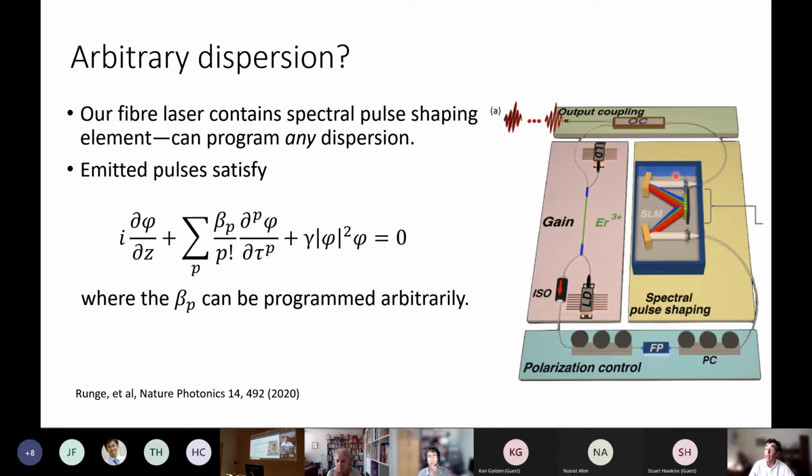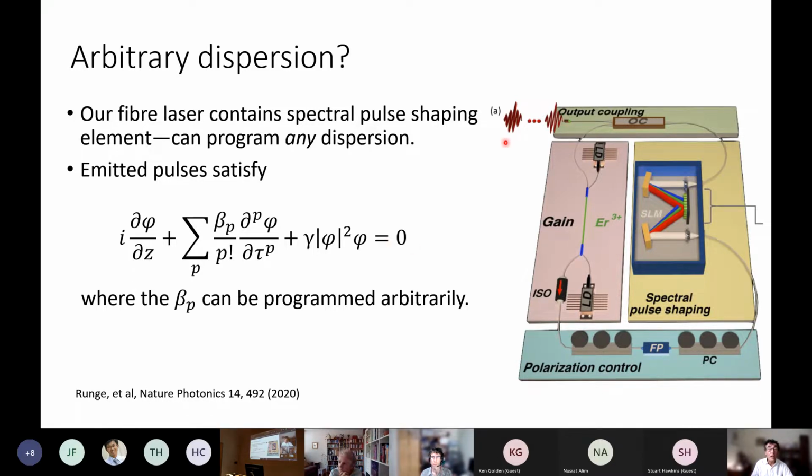Now, if you then think about dispersion, what is dispersion? Well, dispersion is the frequency dependence of the propagation constant, and therefore, in effect, once the light propagates, is the frequency dependence of the phase. So using this box, which is commercially available, you can mimic any arbitrary dispersion profile. Now, it is applied at a fixed position rather than distributed, but you can manage that difference between the two.